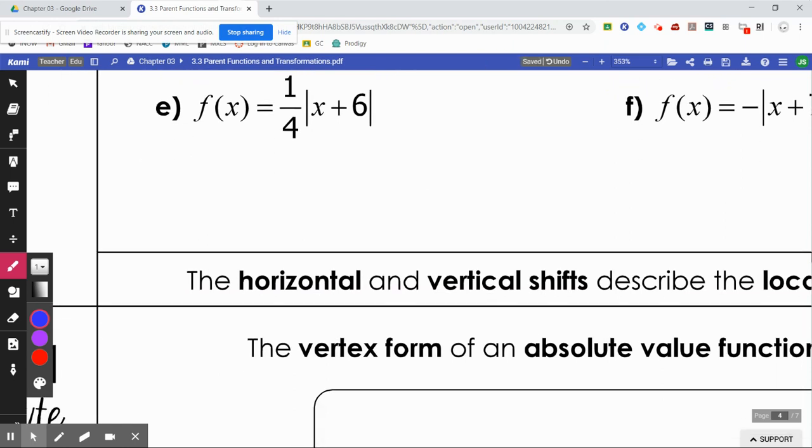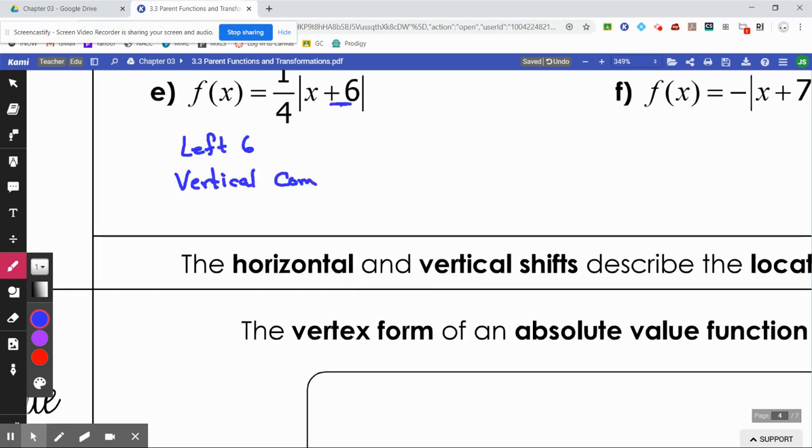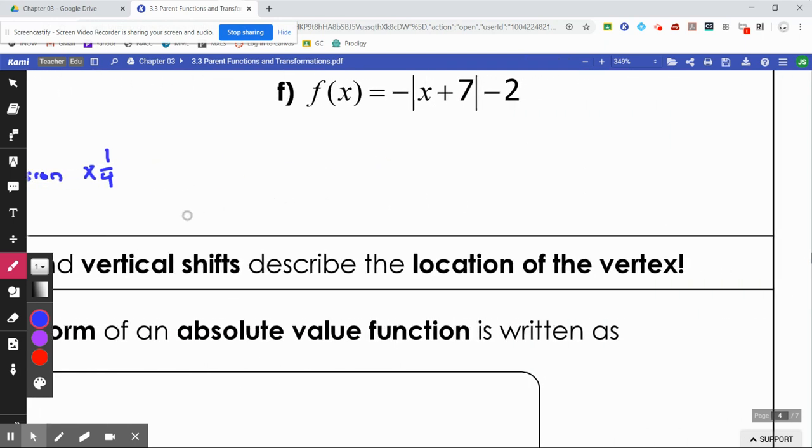And then finally, E, you have two different transformations here as well. The plus 6 on the inside would move it left 6 because you always work backwards. The 1/4 in front of it, again, is a stretch or compression. If it's a number between 0 and 1, it's going to be a compression. It's vertical because it's on the outside. Vertical compression times a fourth.